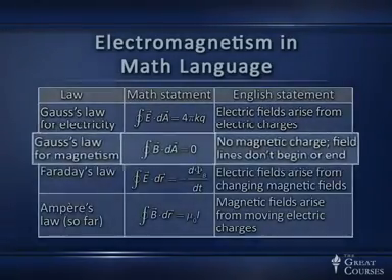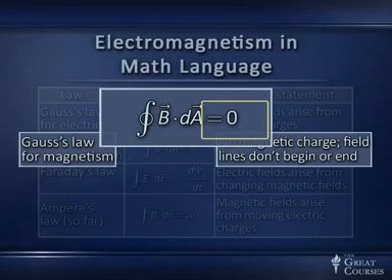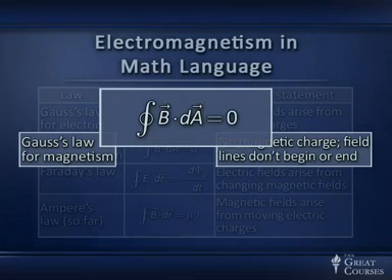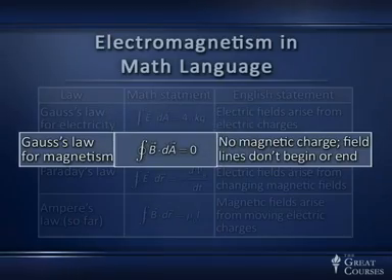For magnetism, there's an equivalent law, but its right-hand side is zero. Its left-hand side talks about the magnetic flux, the number of magnetic field lines emerging from a closed surface, and that's zero because there's no magnetic charge. Magnetic field lines don't begin or end.